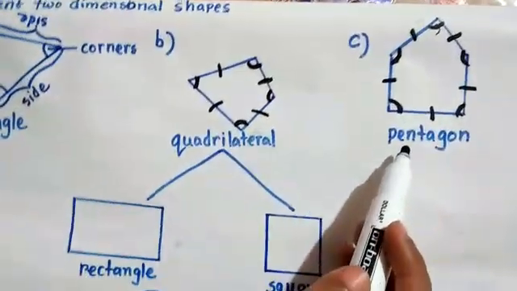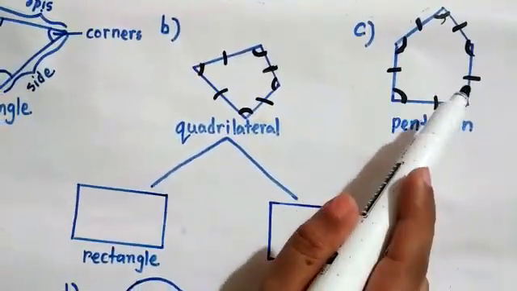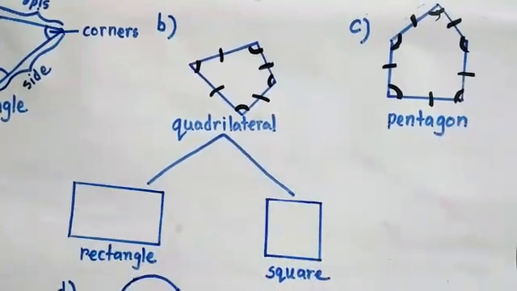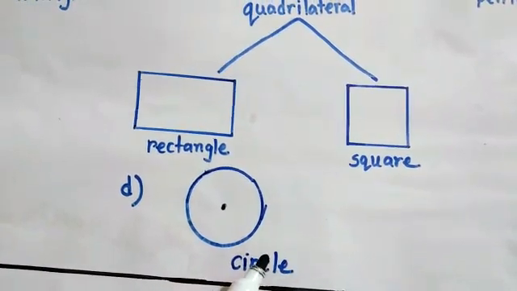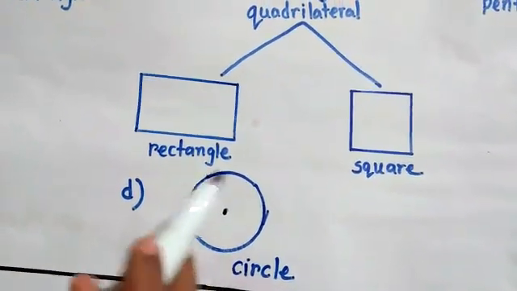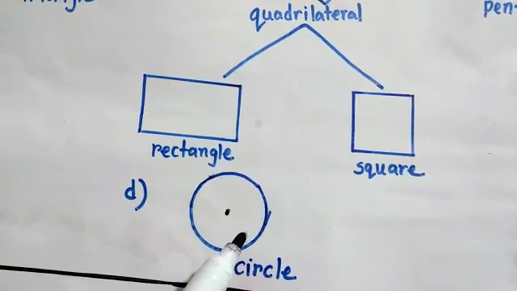Then pentagon, it has 5 sides and 5 corners. And last of all, circle. It has no sides and no corners. It is made up of a curved line.